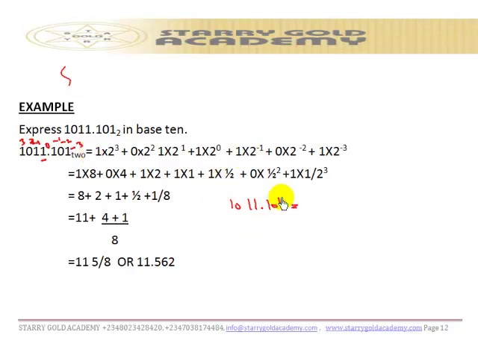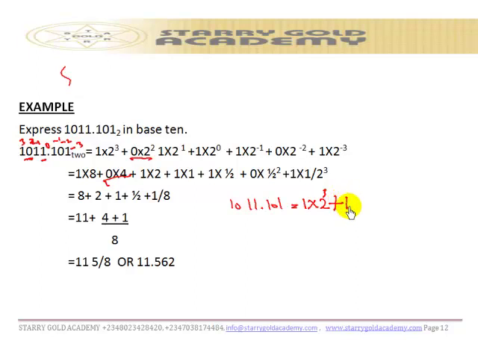Now let's expand. 1 times the base 2 raised by 3. Skip the 0, because your final answer will still be 0. If you use 0, if you simplify the 0, you still get 0. So skip the 0 and move to the next. When you skip the 0, you also skip the power. Why? Because the 0 will still give us 0. 0 times 4 is 0. So instead of stressing yourself, let's skip the 0. Now move to the next number.